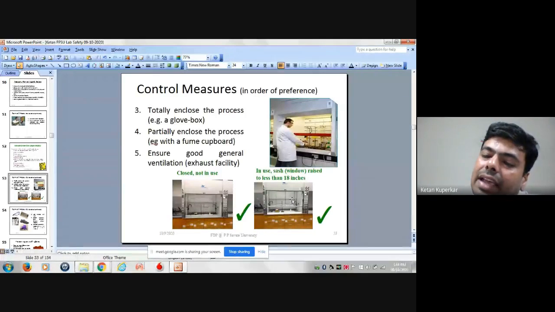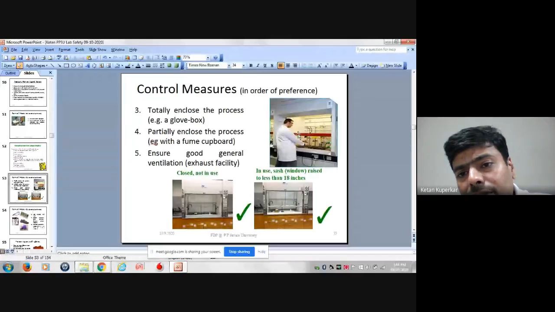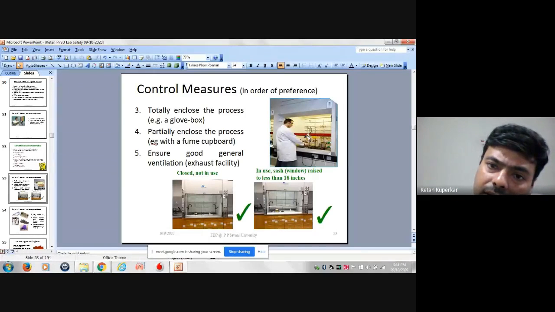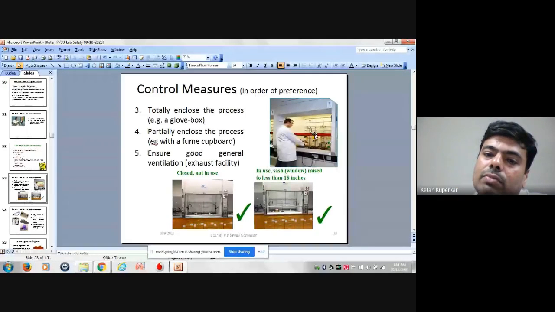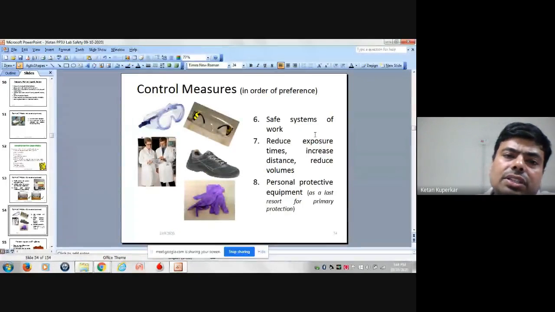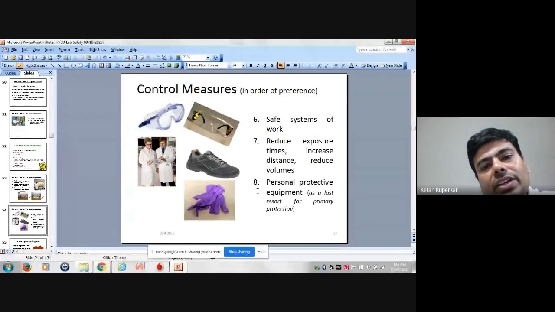Only less than 18 inches of shutter should be raised just to work, so that in case anything goes wrong while setting up the reaction, nothing comes to you or on your body. You may find the picture of this scientist or researcher who is working, and he has also set up the hood in such a way that the shutter, or the sash, is not opened fully, it is opened less than 18 inches.